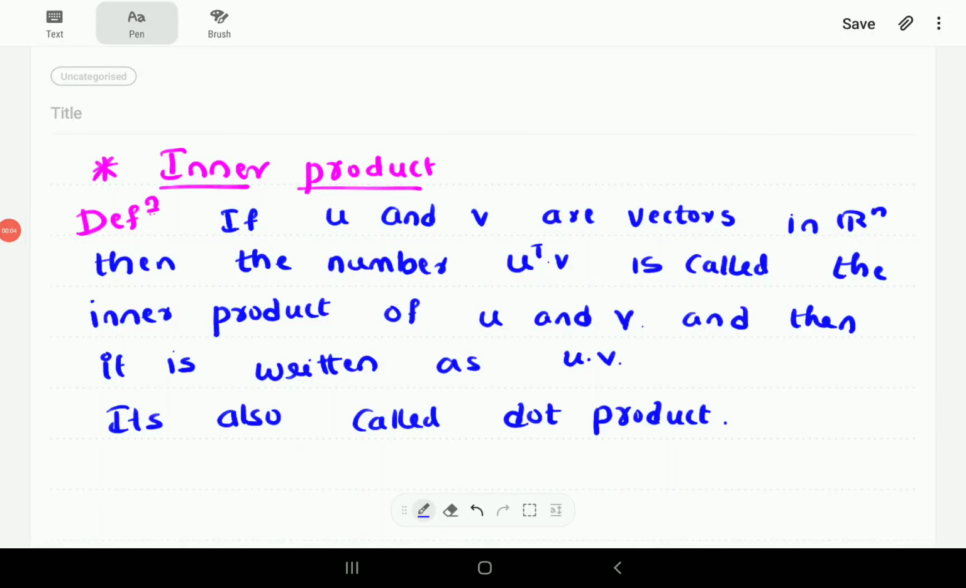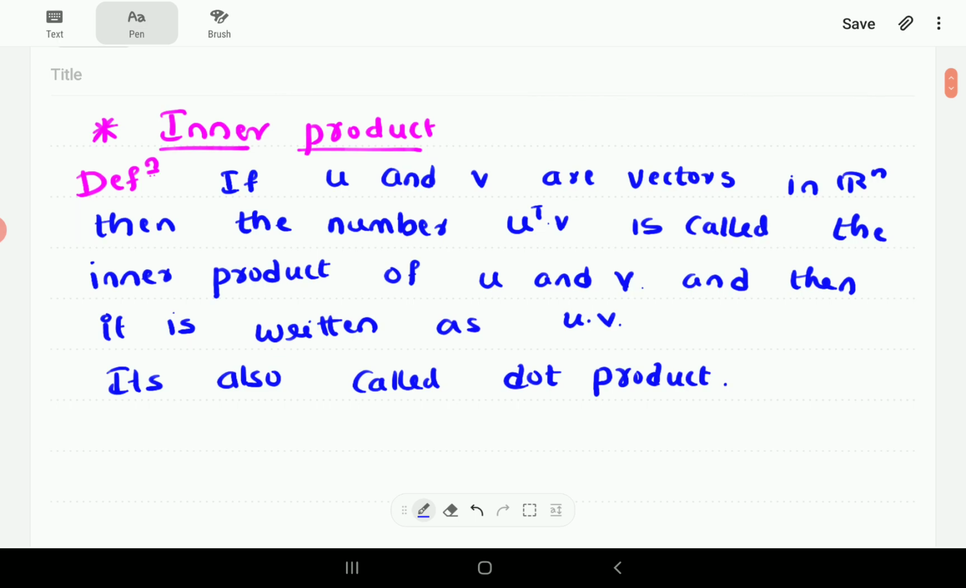Let's continue with orthogonal matrices. So we have a few definitions which we're going to use in order to define them. Let's start with the inner product.